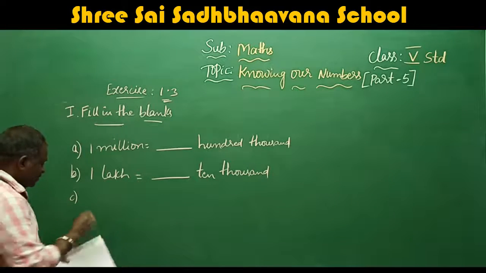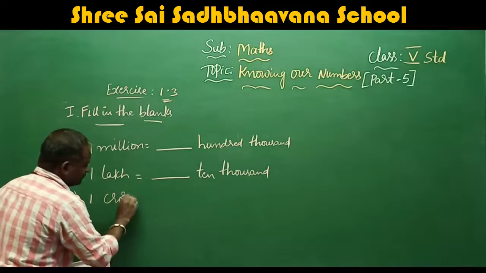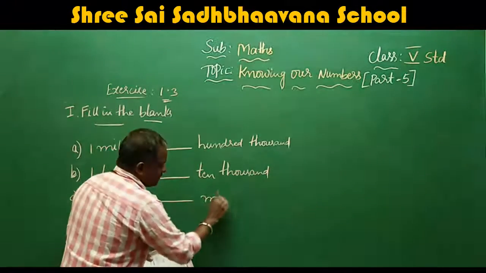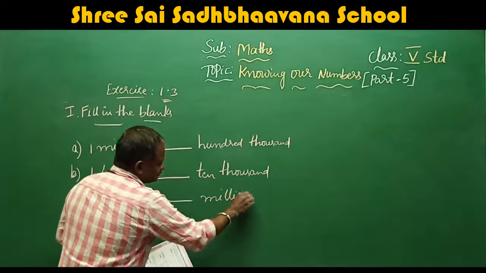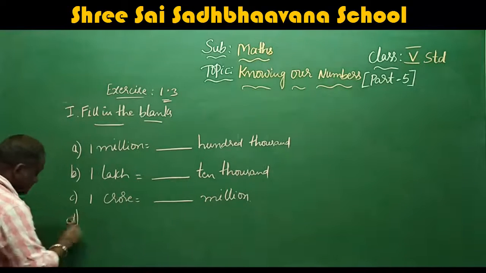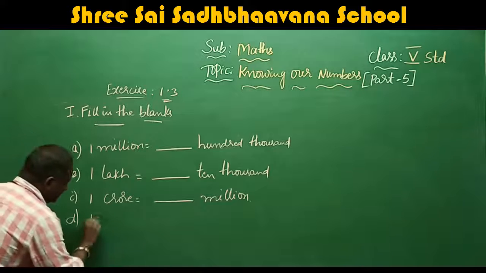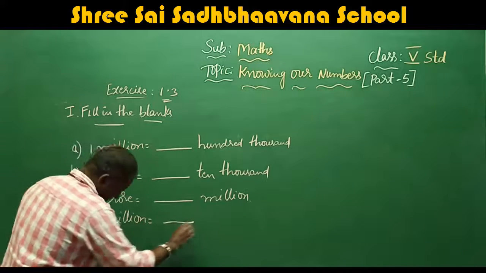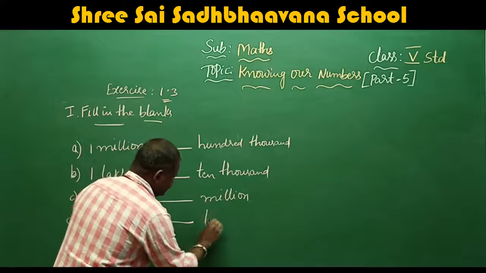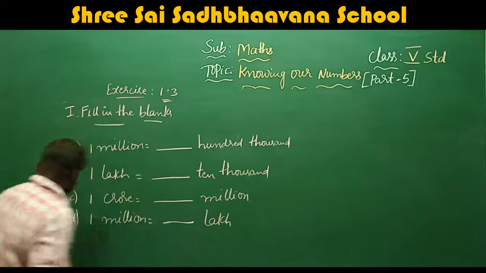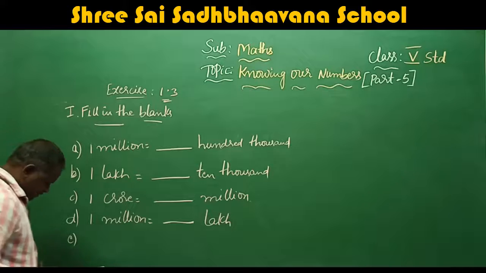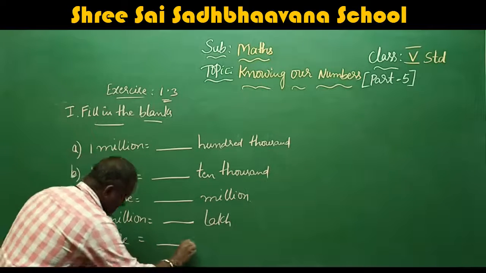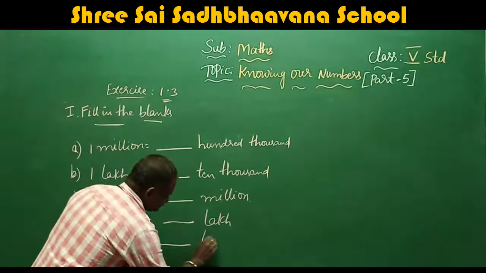C: 1 crore is equal to dash million. D: 1 million is equal to dash lakh. E: 1 crore is equal to dash lakh.